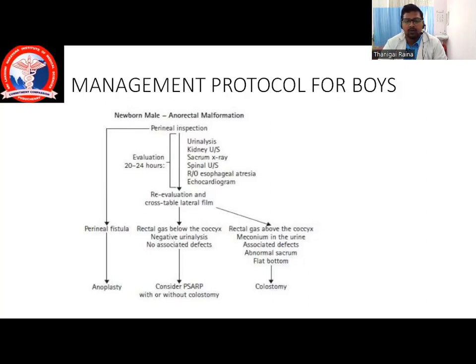Then flat bottom, colostomy. Why do we have to do colostomy? Because it is a high anal fistula. If there is rectal gas below the coccyx on the cross table lateral film, negative urine analysis and no other defects, consider PSARP, that is posterior sagittal anorectoplasty, with or without colostomy. So this is the overall management protocol. We'll go into detail about the surgeries.